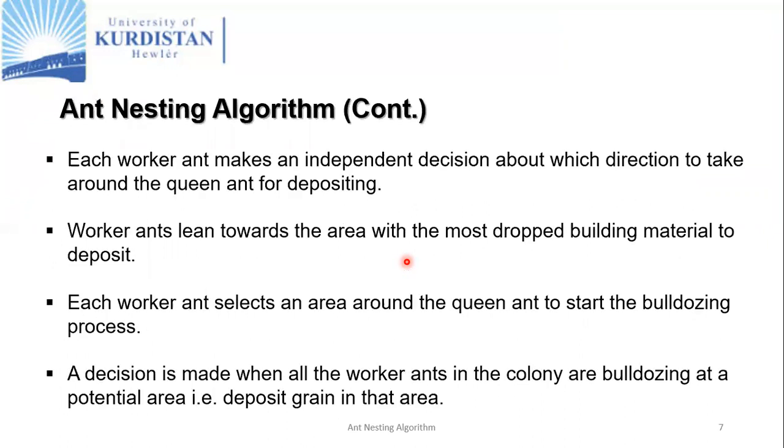Each worker ant makes an independent decision about which direction to take around the queen for depositing. Worker ants tend towards the area with the most dropped building material to deposit. Each worker ant selects an area around the queen ant to start the bulldozing process. A decision then is made when all worker ants in the colony are bulldozing at a potential area.